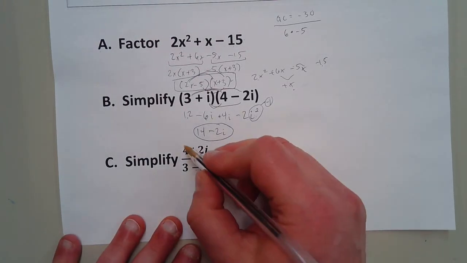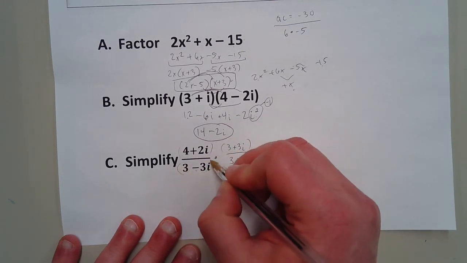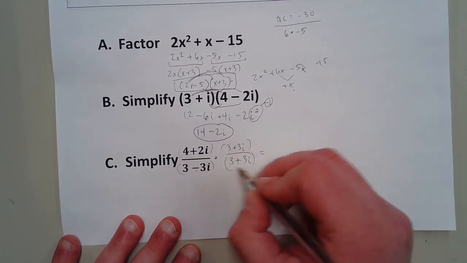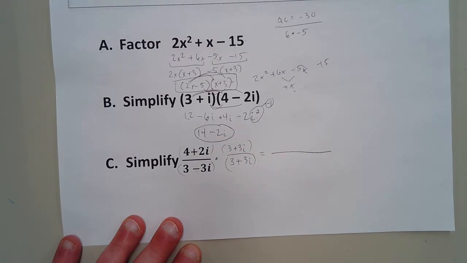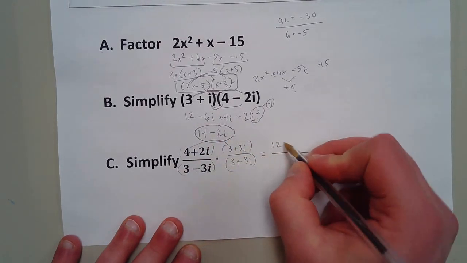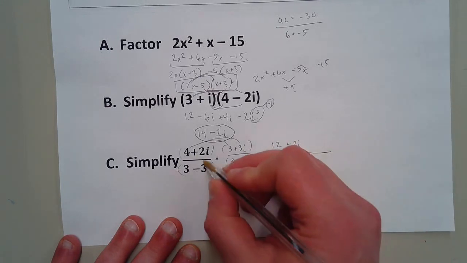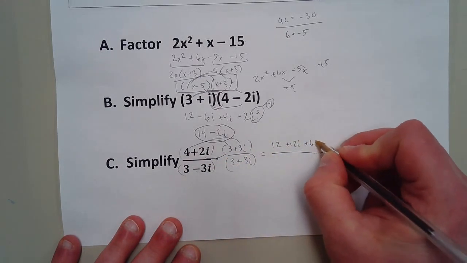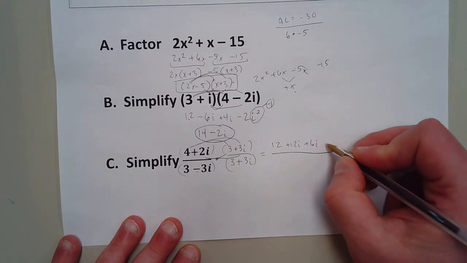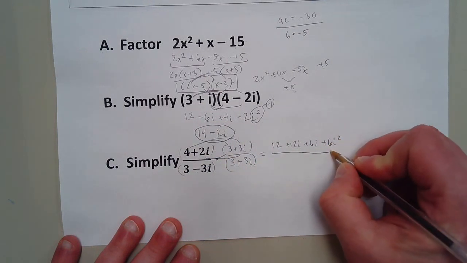So let's see. It's really just a big distributive property problem. You're going to do distributive property on the numerator and on the denominator. You're going to see how things shake out. So we're going to get 12. We're going to get 12i. We're going to get 6i. And 6i squared. Okay, we'll simplify that in a sec.